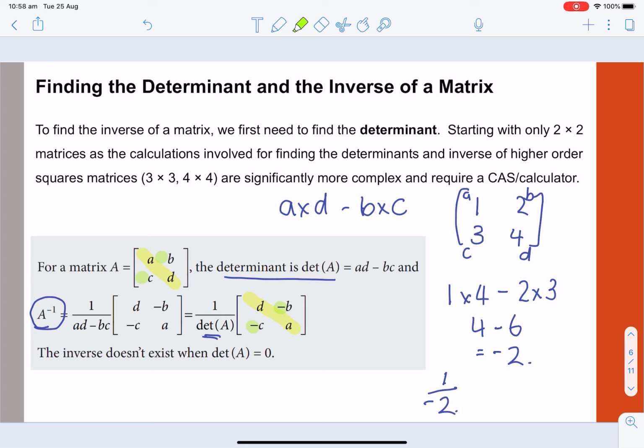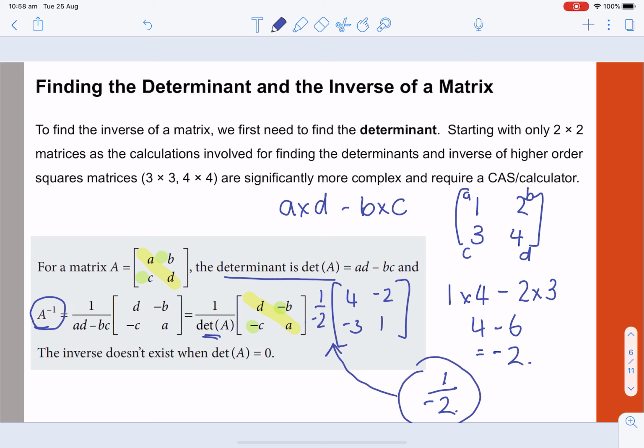If we had the matrix 1, 2, 3, 4, we would end up with 4, 1 in the opposite corners because we've switched them, negative 2, negative 3, and then you put this guy at the front. Now, one rule: the inverse doesn't exist when the determinant equals 0. So if you've got a problem and it asks you for the determinant, then the inverse, we can only find that inverse if it is a non-zero number. So positive or negative doesn't matter so long as it is a non-zero number.